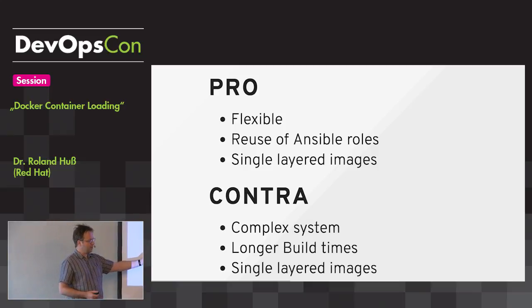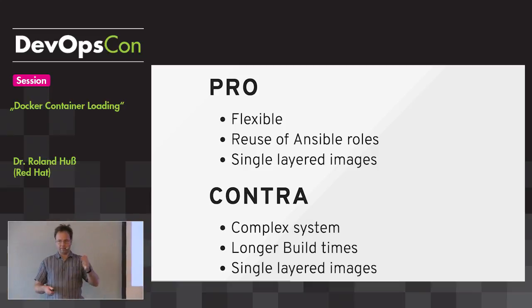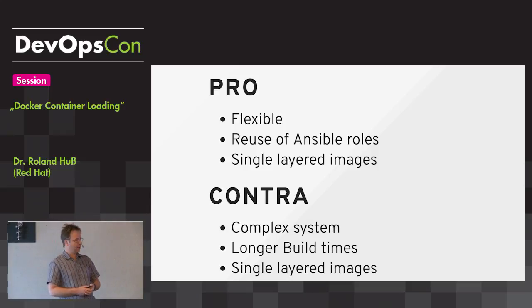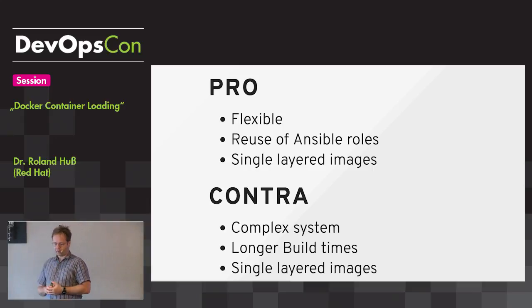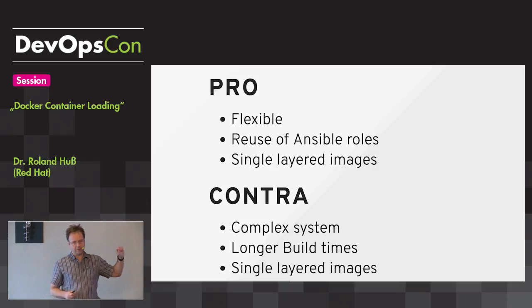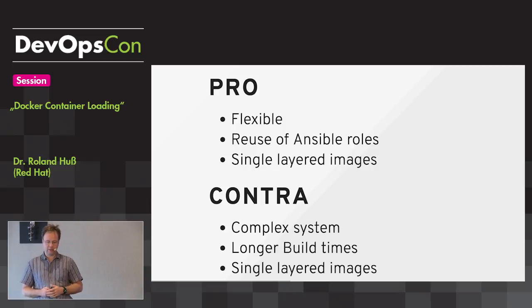I found out that the builds take much longer because all the logic is happening there. And of course, single layered images are not always a positive thing, because you might want to have multiple layers, for caching and other reasons. There's currently no solution with Ansible container for this, but they're working on it. There could be some way to set stop points for creating images during the provisioning.